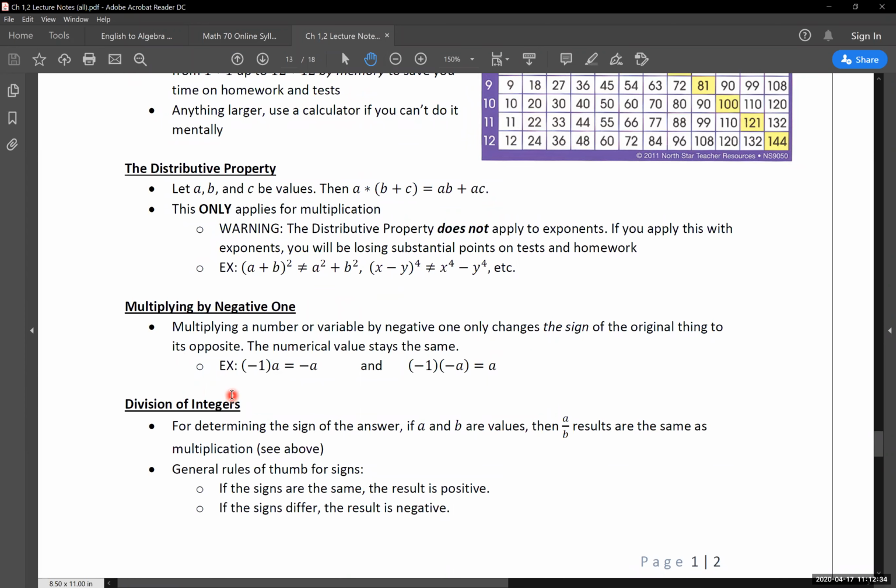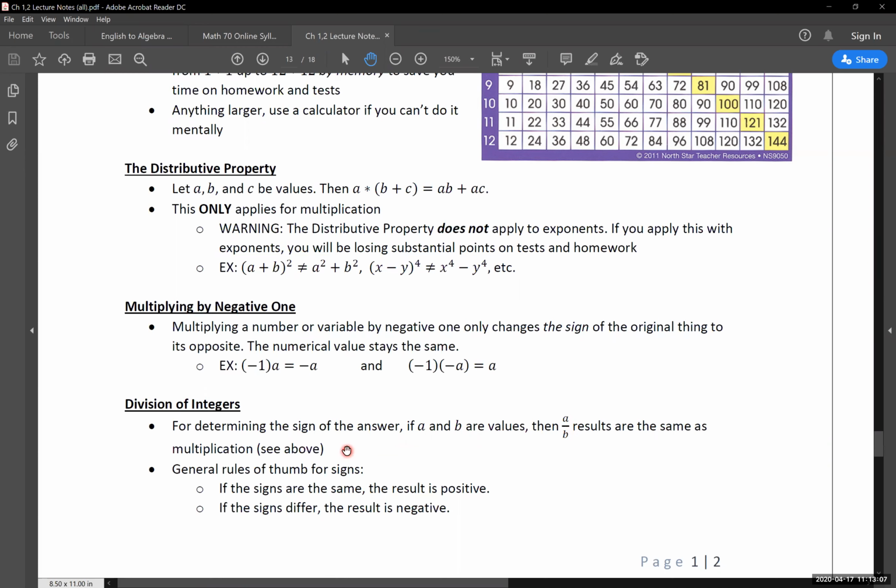So if we are going to be using division of integers for determining the sign of an answer, again, it's very similar to what we worked with multiplication. If I have a mix of positives and negatives, how do I determine if my answer is going to be positive or negative in that regard? We're going to let A and B be values. Then A over B, which is also implied to be A divided by B, results are the same as multiplication.